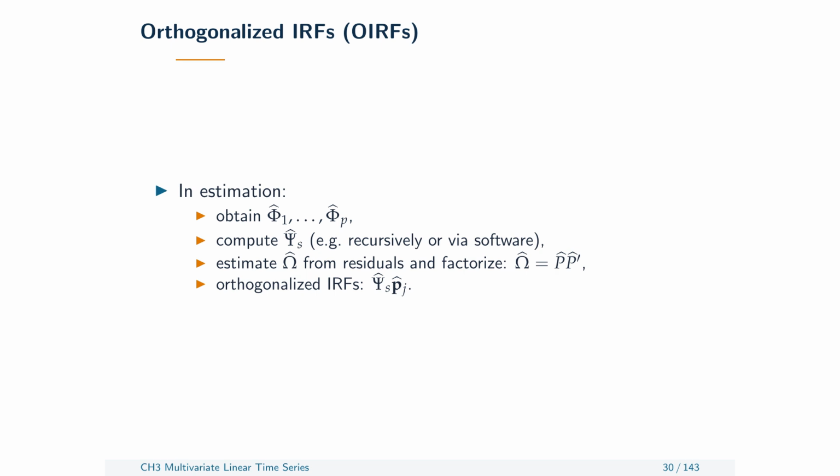When several orderings are plausible, sensitivity analysis is more informative than presenting one convenient ordering as fact. Structural VAR methods make these identifying choices explicit.